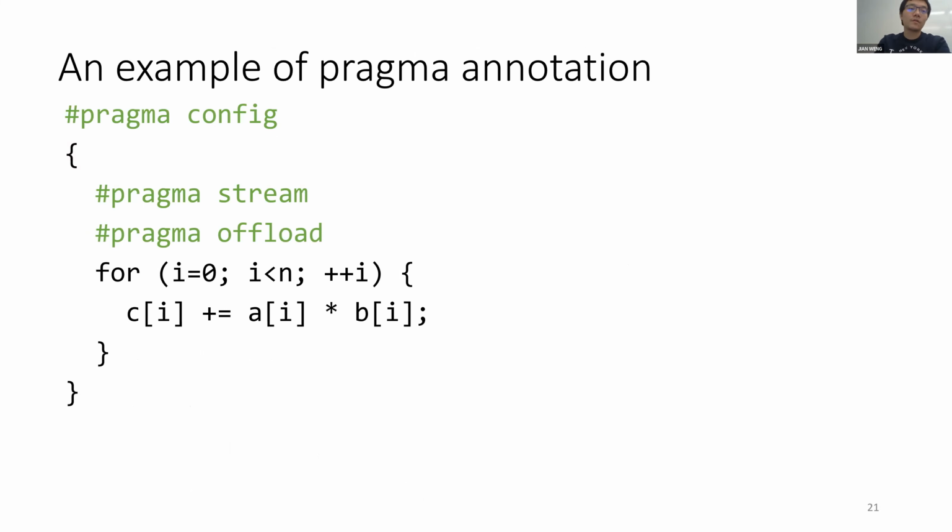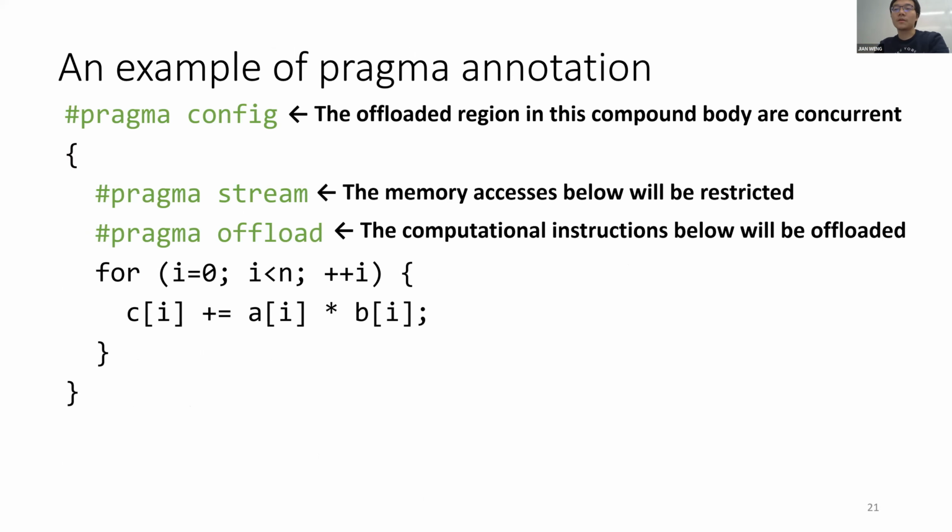As you can see, we have extended 3 pragmas from inner to outer. The offload pragma indicates the computational instructions in the loop body will be offloaded onto the spatial architecture. The stream pragma indicates all the memory accesses below this loop body are restricted so that they can be safely encoded in the control intrinsics without hurting the original semantics. And the configure pragma annotates a compound body, which indicates all the offloaded regions within this compound body are concurrent on the spatial architecture.